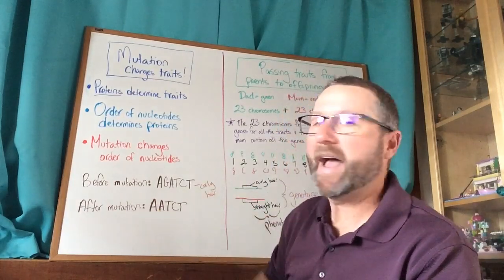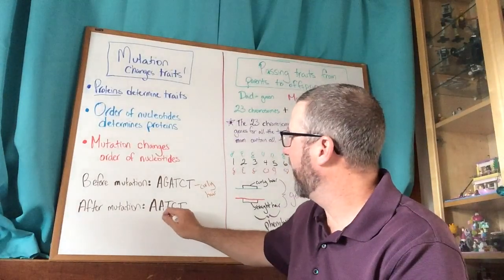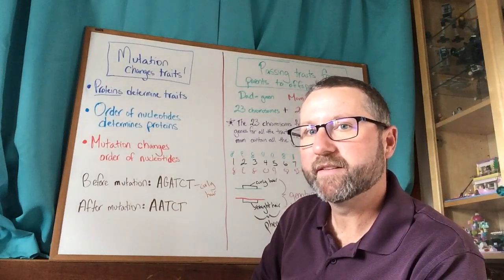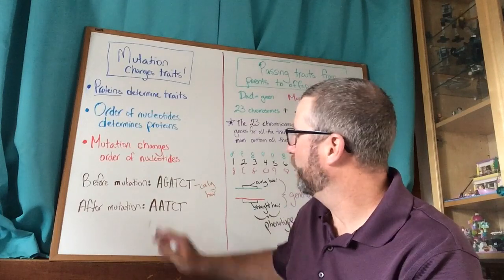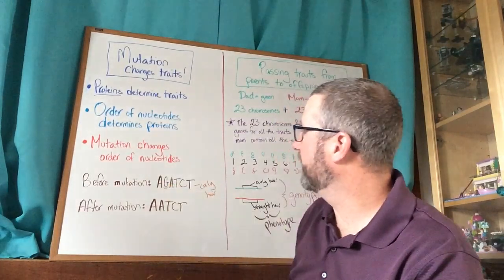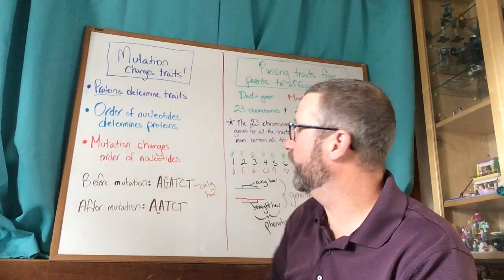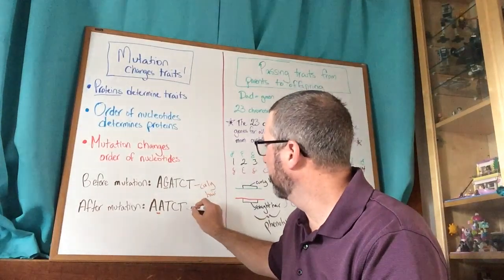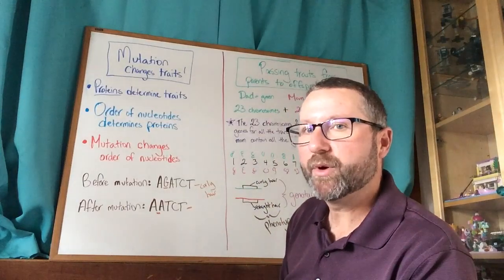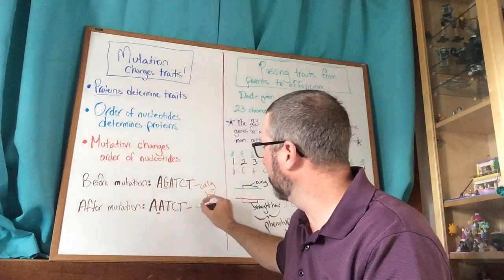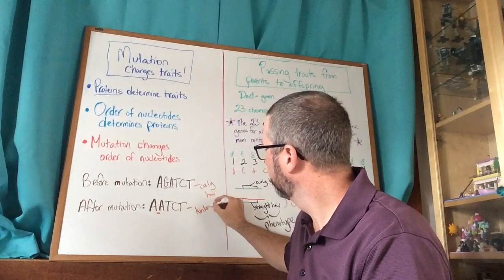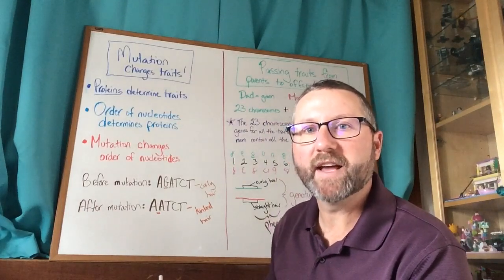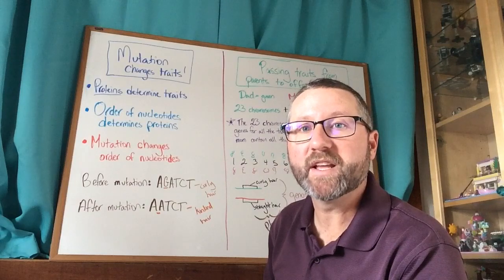Okay? Now, after the mutation, we have A, T, C, T. Do you guys notice what mutation occurred? It was deletion. This G disappeared and is no longer there. So now our code is AATCT. Doesn't seem too different, but it is. It'll now make a new protein, and let's say the new protein is kinked hair. Okay? Mom had curly hair, dad had straight hair, child has kinked hair. That was the result of a mutation.